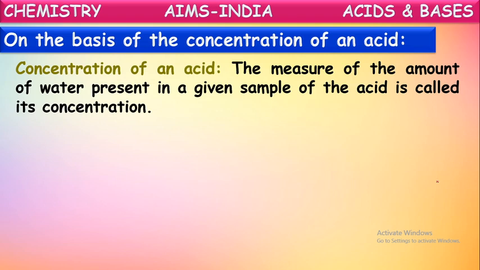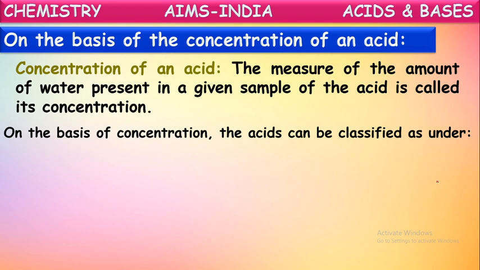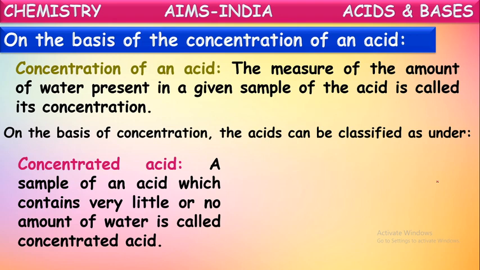Based upon the concentration, or the quantity of water present in the sample of acid, these acids are classified into two types again. So on the basis of concentration, acids are classified under two types. One of them is concentrated acids. A sample of an acid which contains very little or no amount of water is called concentrated acid. So the acid which contains more quantity of acid and very less quantity of water is called concentrated acid.